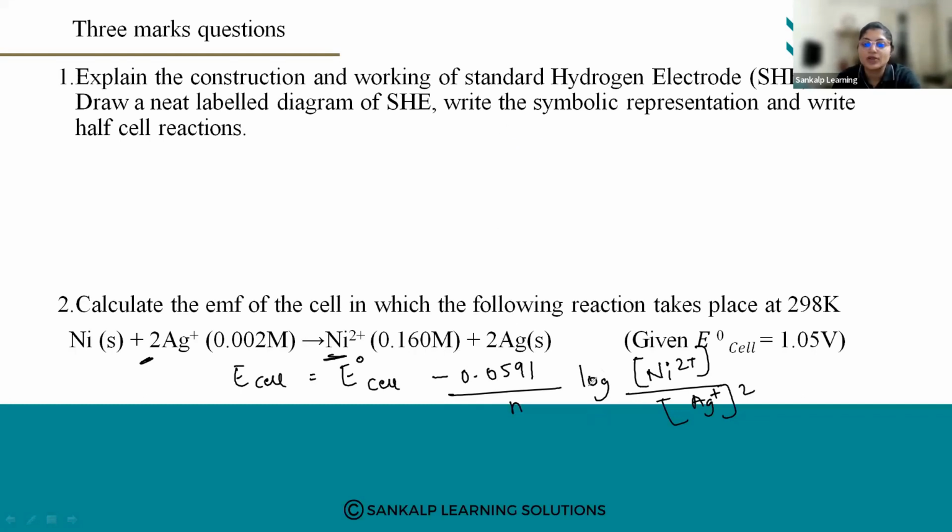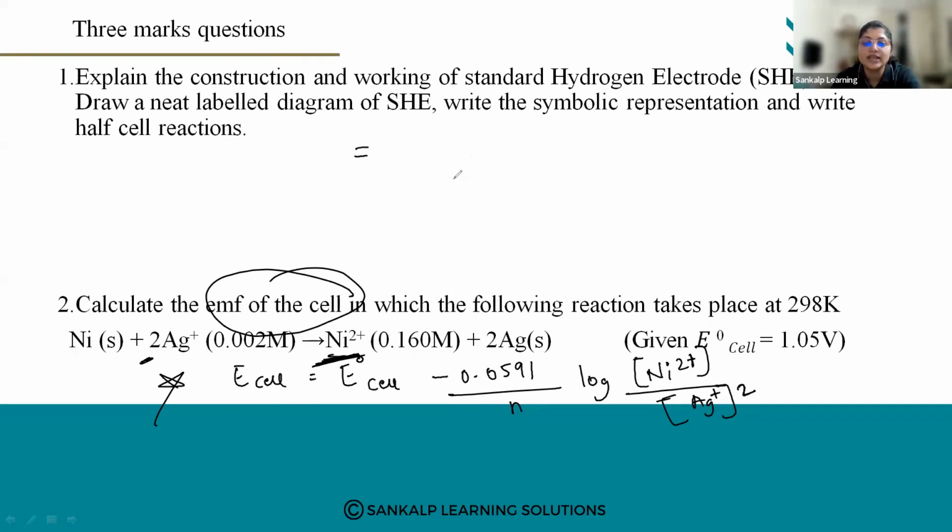Good. So this is the formula. Please note down. Very important, this particular formula you have to keep in mind. On this particular formula, the question is asked, that is to find the EMF of the cell. So EMF of the cell is given as E naught of the cell minus 0.0591 divided by N, log of, on the right hand side you have nickel 2 plus, and Ag plus, where 2 is there, so that 2 will be raised to the concentration term. Now put the values.